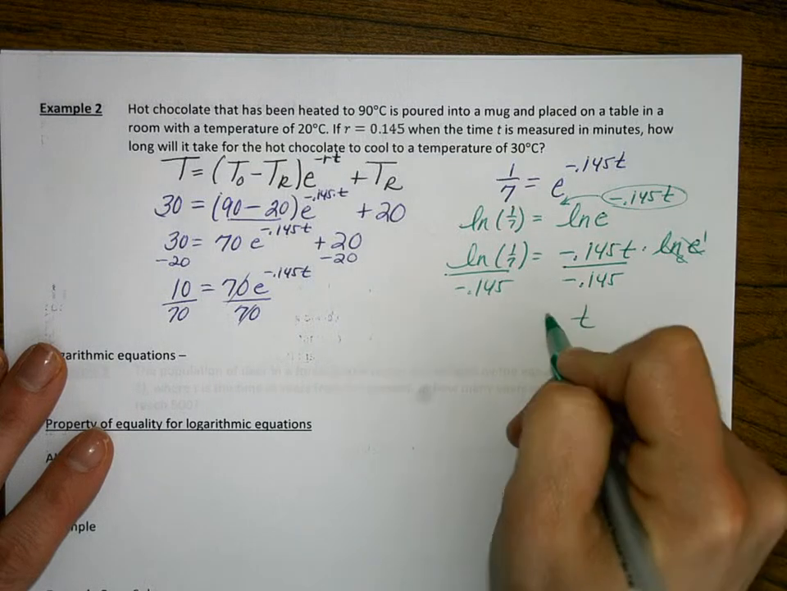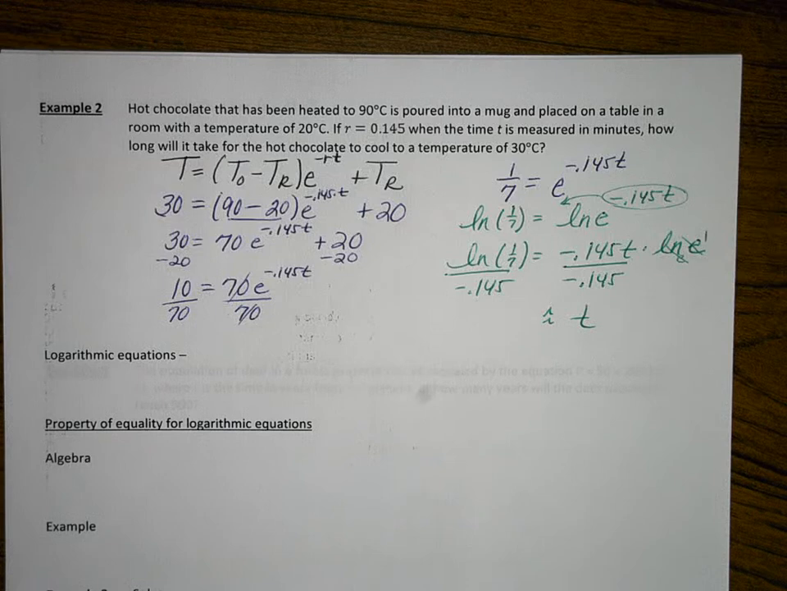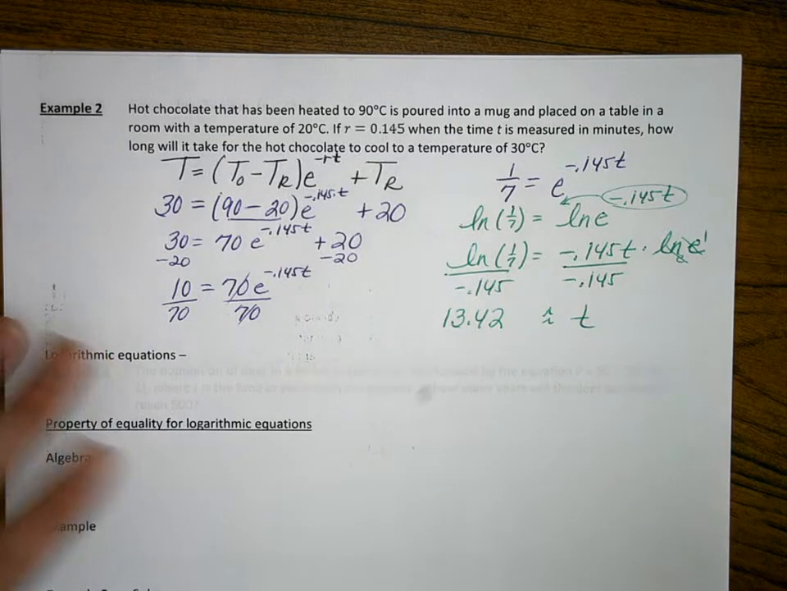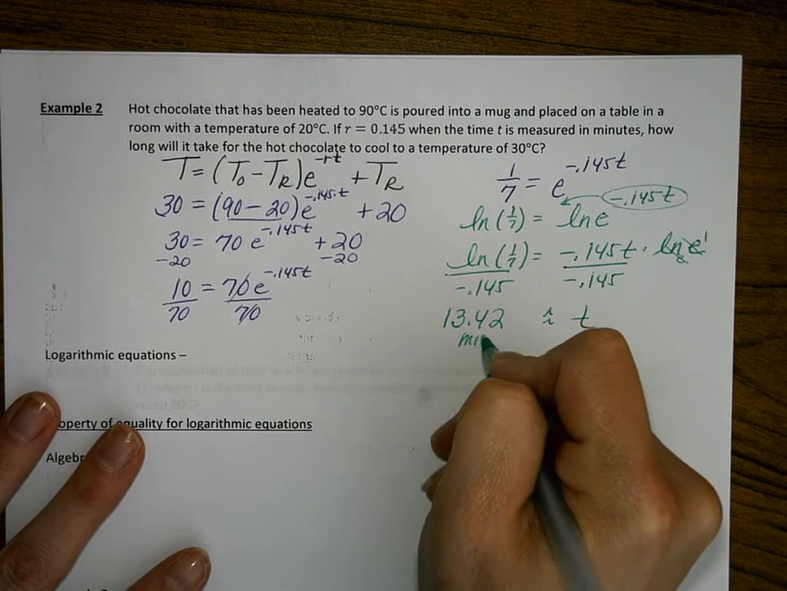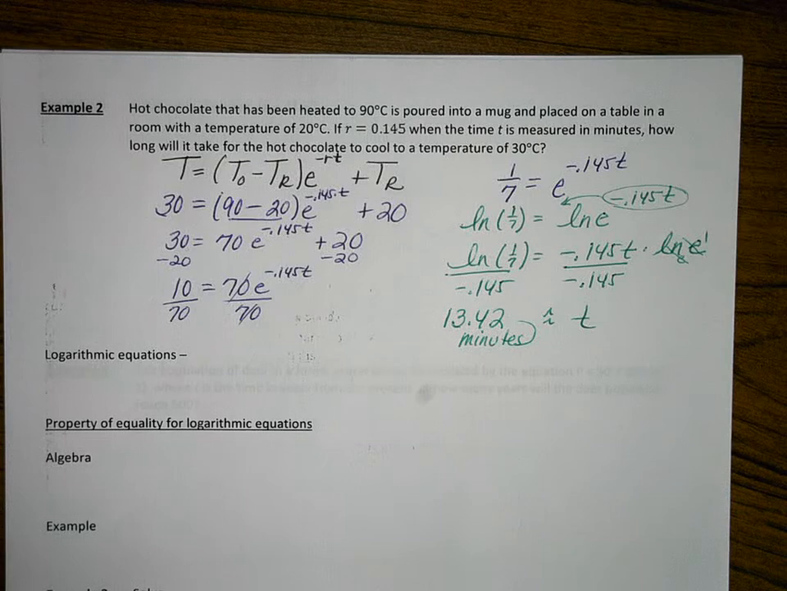So t is approximately what? All right, calculator is your best friend. What's the ln of a 7th? And then divided by negative 145 thousandths. Good. About 13.42 what? What is it exactly that I'm finding here? Minutes. Perfect. So far, so good? We okay with that?